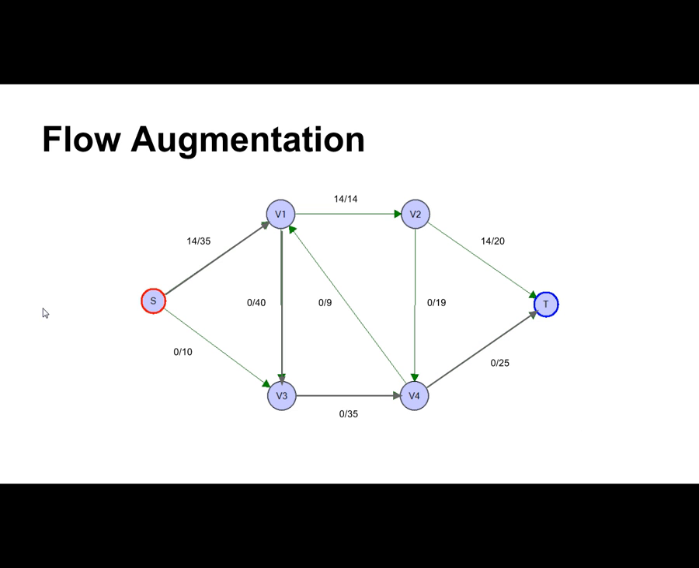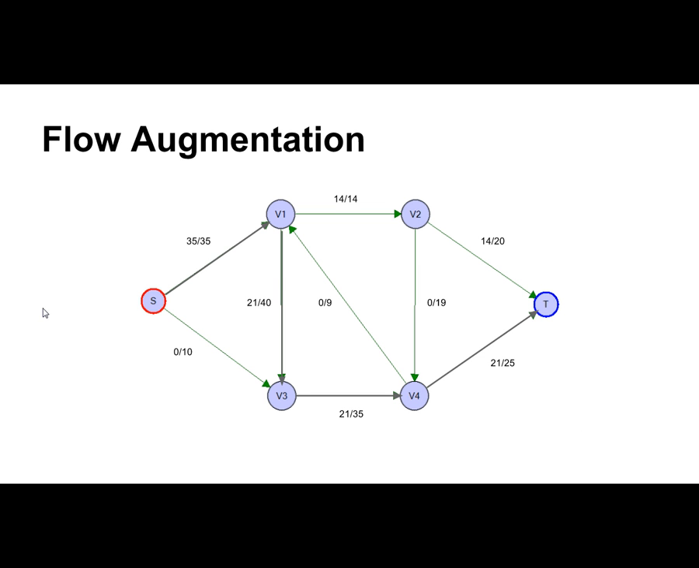Then I pick a new augmentation path that passes from S to V1 to V3 to V4 to T. Looking carefully at the remaining capacity from S to V1 in that edge there and the remaining edges, I notice that S to V1 has the minimum capacity remaining, so I can only push 21 more units of flow through the path. So I push 21 more units through the path.